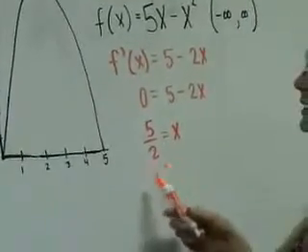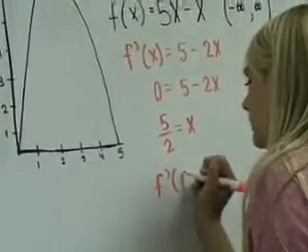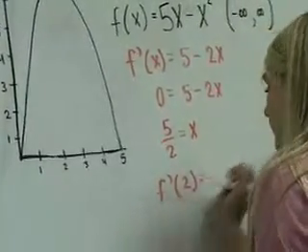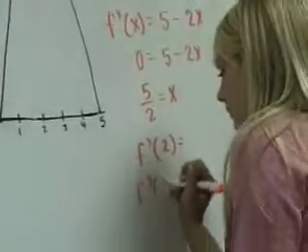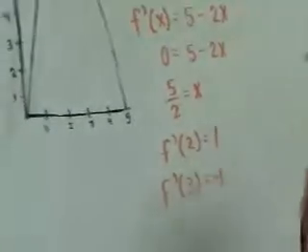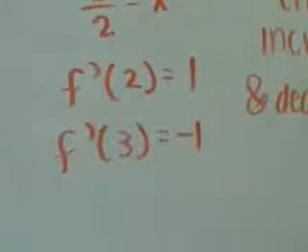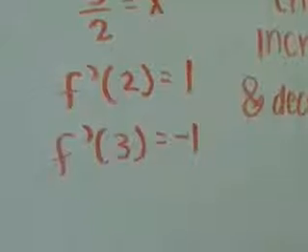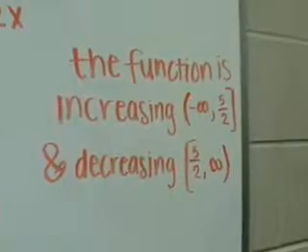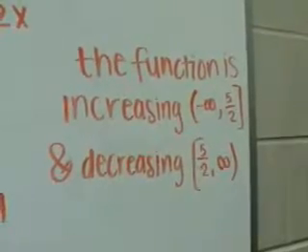So then you take a point to the left and to the right, and you just plug it into the derivative. Since the derivative at 2 is 1 and the derivative at 3 is negative 1, the function is increasing on the interval negative infinity to 5 over 2 and decreasing on the interval 5 over 2 to infinity.